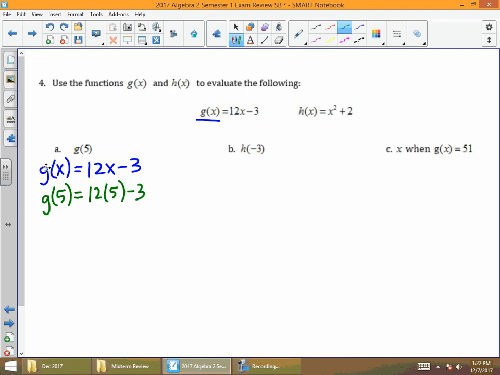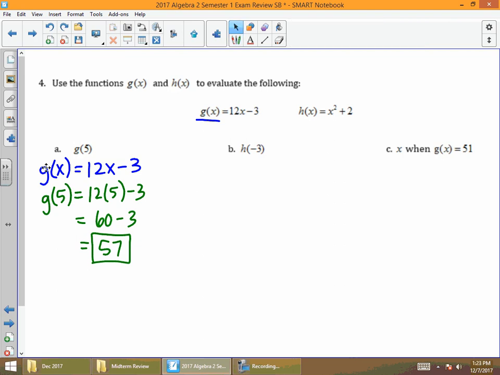All right, so if you do 12 times 5 and you take away 3, 12 times 5 is 60. And if you take away 3, you'll have 57. H is similar, or for part B is similar, except we're working with function h.